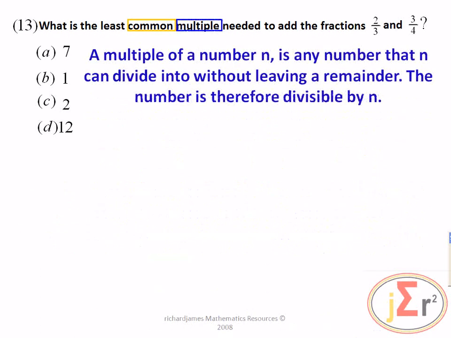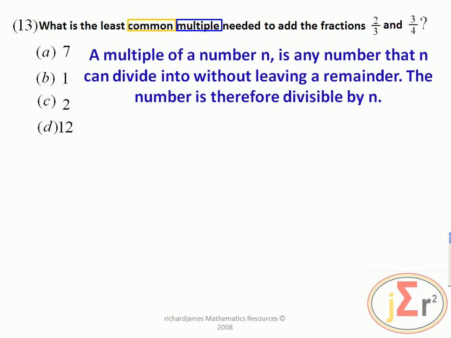A multiple of a number, let us say n is a number. A multiple of a number n is any number that n can divide into without leaving a remainder. The number is therefore divisible by n. Divisible means that it can divide into without leaving a remainder. That is what we mean when we say something is divisible.